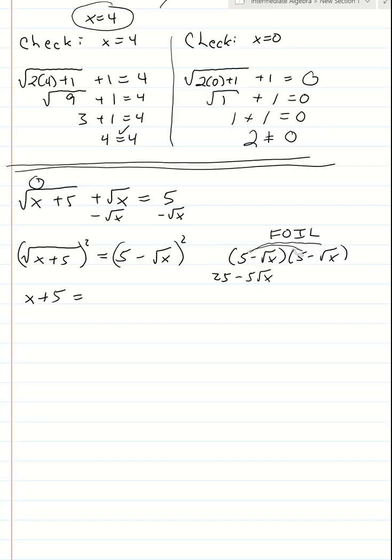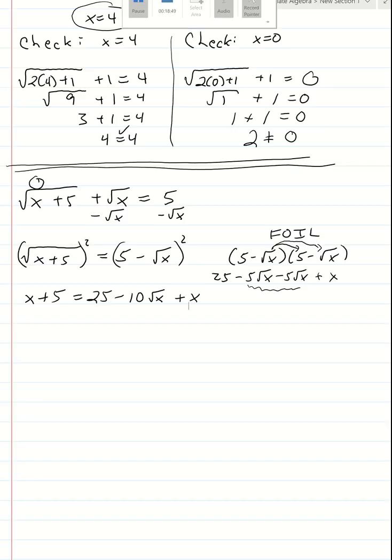Well, now I have to multiply the negative square root of x with the 5. That would give me another negative 5 square root of x. And then when I multiply a negative square root of x times another negative square root of x, we get plus x. So when I combine my like terms here, I am left with a 25, a minus 10 square root of x, plus x. So we have successfully performed step 1.